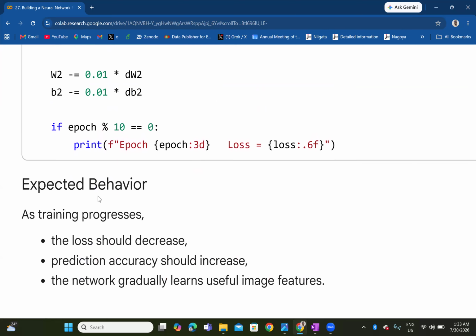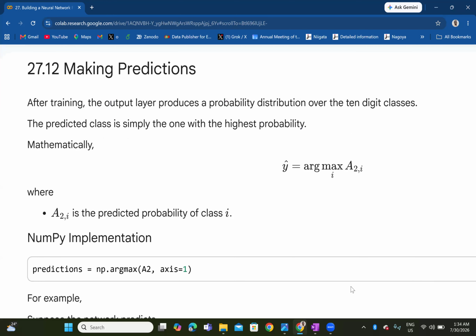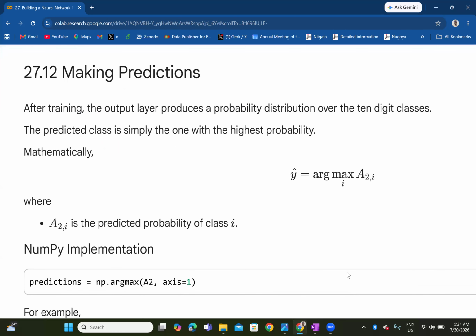So the expected behavior is that as training progresses, the loss should decrease, prediction accuracy should increase, and the network gradually learns useful image features. So, making predictions now. After training, the output layer produces a probability distribution over the 10 digit classes. So here, we are doing this neural network from scratch for digit recognition. The predicted class is simply the one with the highest probability. Mathematically, Y cap is the argmax of A2 across the possible classes, where A2i is the predicted probability of class i.